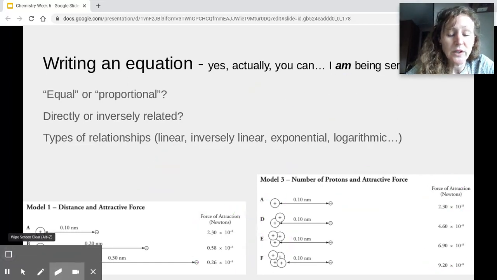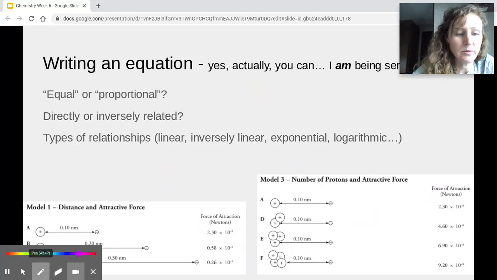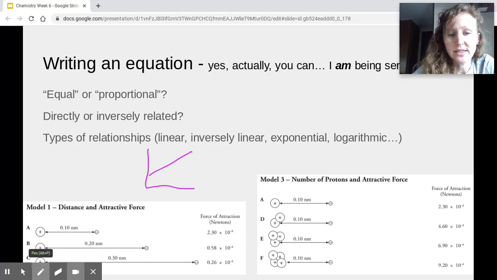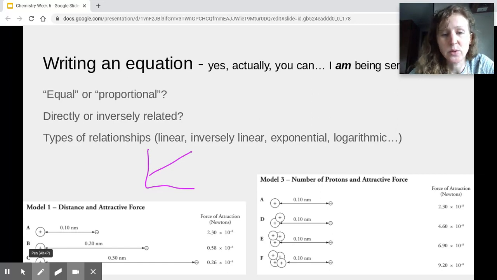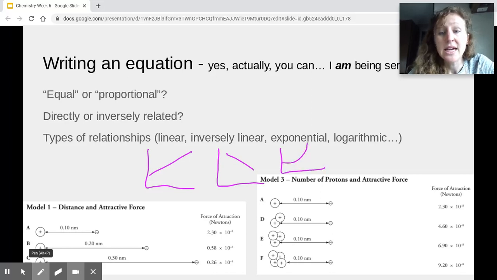So what we want to look at on this is what these graphs look like. Linear is going to look something like this. Now, there are variations that can occur, but basically that's what it looks like. Inversely linear is basically linear with a negative slope. Exponential looks something like that. And then logarithmic, we're actually going to save.